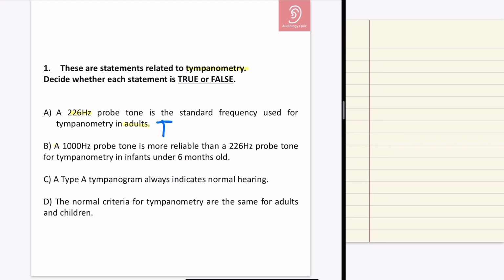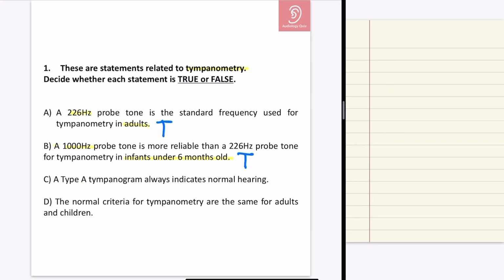B. A 1000 Hz probe tone is more reliable than a 226 Hz probe tone for tympanometry in infants under 6 months old. This statement is true. In infants under 6 months, the 1000 Hz probe tone is preferred because their middle ear system is more compliant, making the standard 226 Hz tone unreliable.